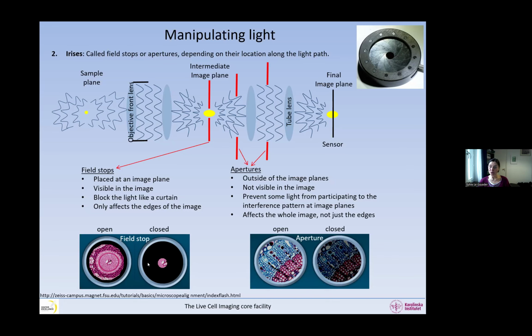Clearly it affects the image a lot to close a field stop as well, but there it is quite easy to see. Whereas this is a little bit counterintuitive: if you close an aperture, you will affect the whole image, not just the edges.